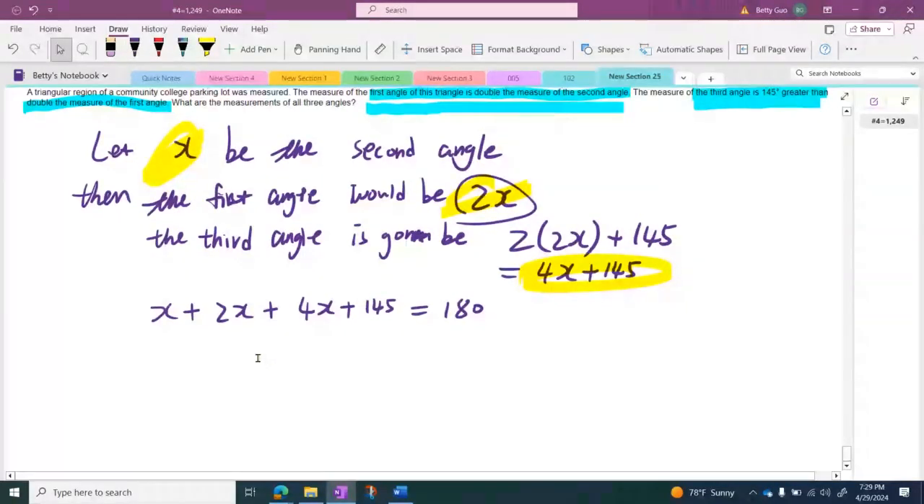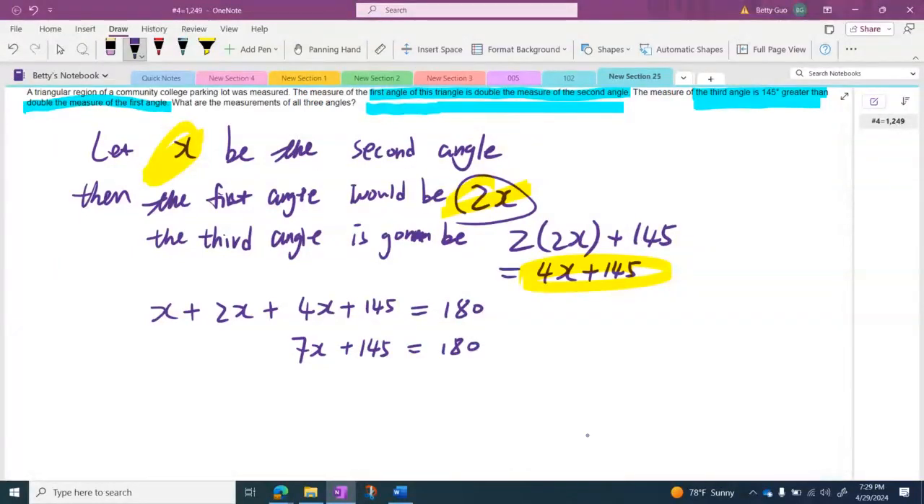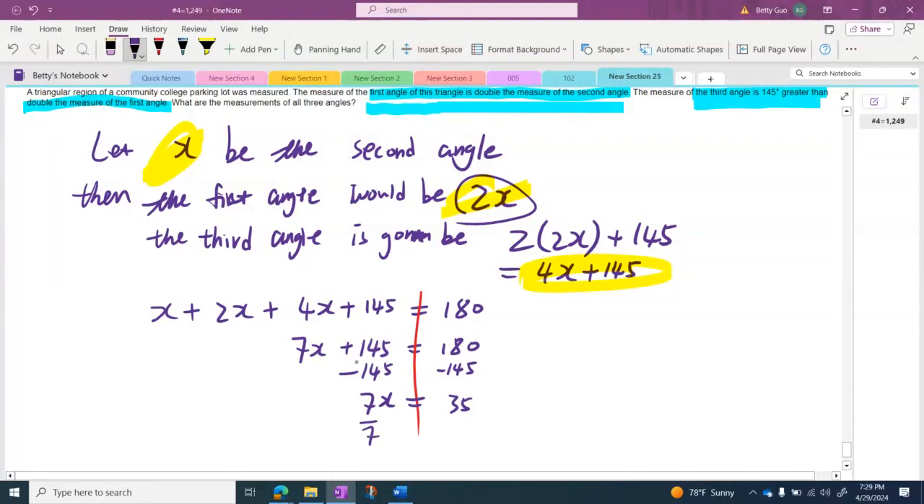x plus 2x plus 4x is 7x. Combine like terms. And then we minus 145 from each side. We have 7x equals 35. Yep. And then divide each side by 7. x equals 5. x is 5.